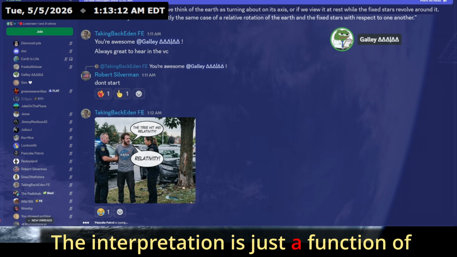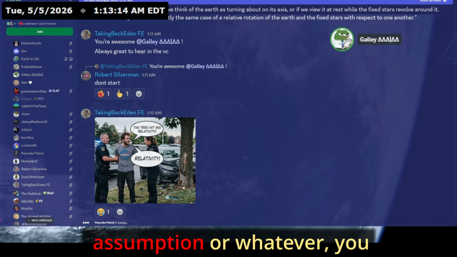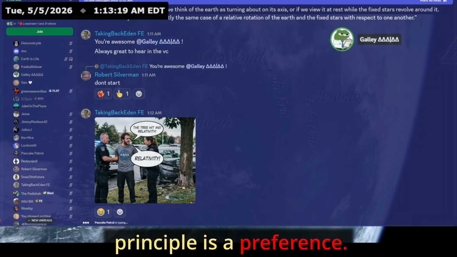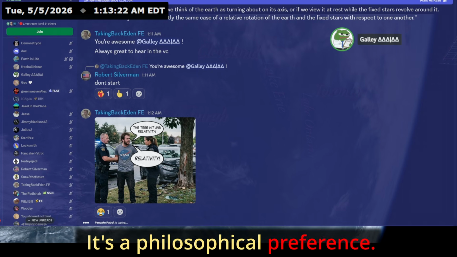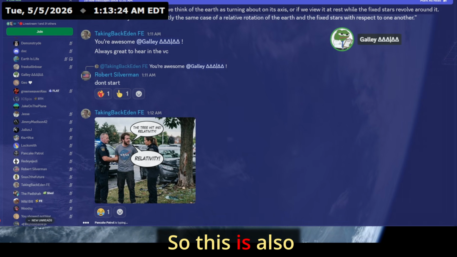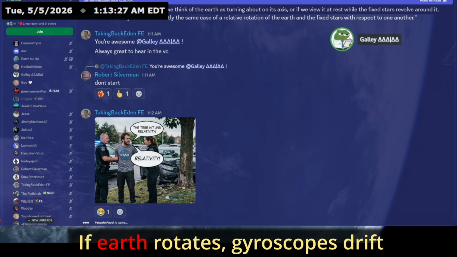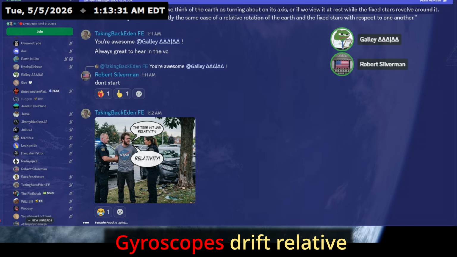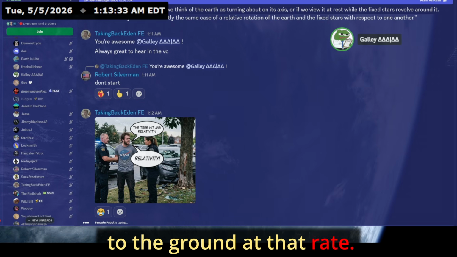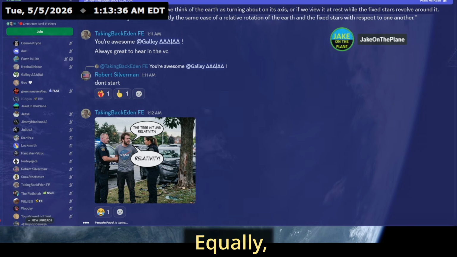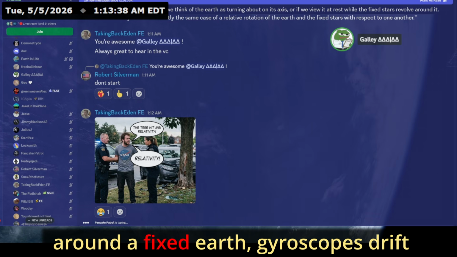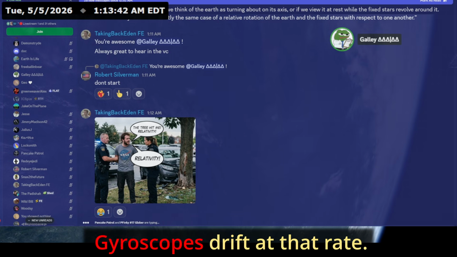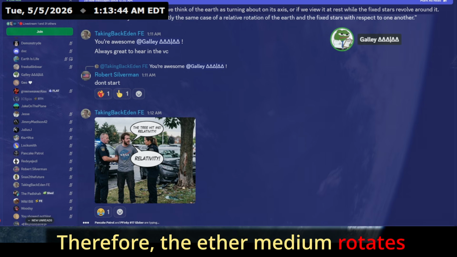The interpretation is just a function of which cosmological assumption, like the Copernican principle is a preference. It's a philosophical preference. So this is also affirming the consequent. If Earth rotates, gyroscopes drift relative to the ground at a predictable rate. Gyroscopes drift relative to the ground at that rate. Therefore, Earth rotates. Equally, if the aether medium rotates around a fixed Earth, gyroscopes would drift relative to the ground at exactly the same predictable rate. Gyroscopes drift at that rate. Therefore, the aether medium rotates around a fixed Earth.